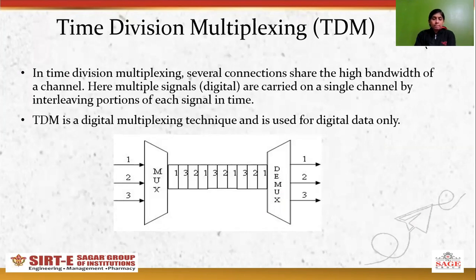Multiplexing means many to one, meaning at the input end, a number of channels will be there, and at the output end, only one channel will be there. This one channel will carry the digital data. Here, demux means demultiplexer. Demultiplexer means one to many. Here, at the input end, a single channel is there, and at the output end, multiple channels are there.